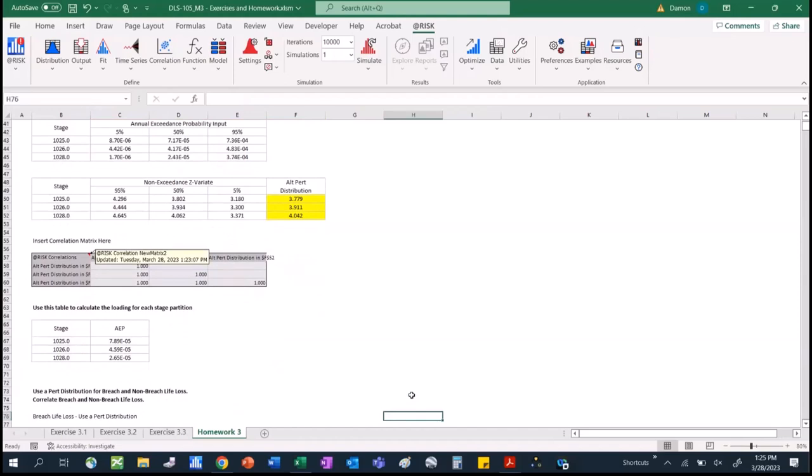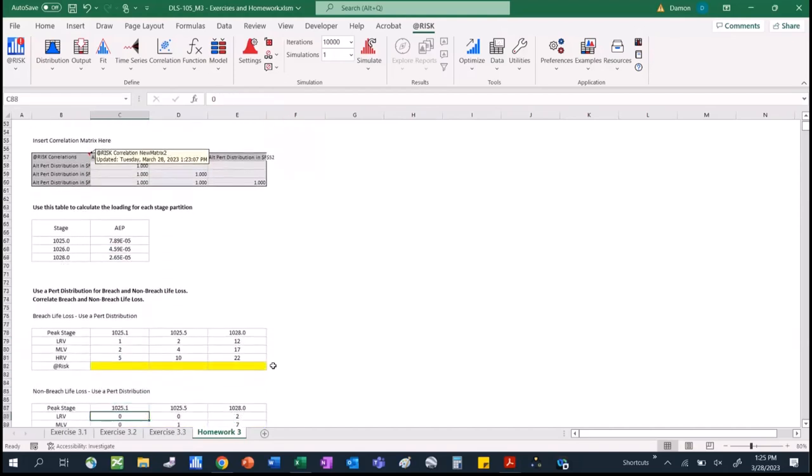So the spreadsheet then converts back out. I have the z-variate values here, and then I'm converting back here. So now I have a table with our standard stage and AEP. That's what I'm going to use when I'm calculating the loading for each stage partition. When @Risk samples this distribution, these values will change, and I'm sampling different stage frequency curves within the limits that I've set for my distribution.